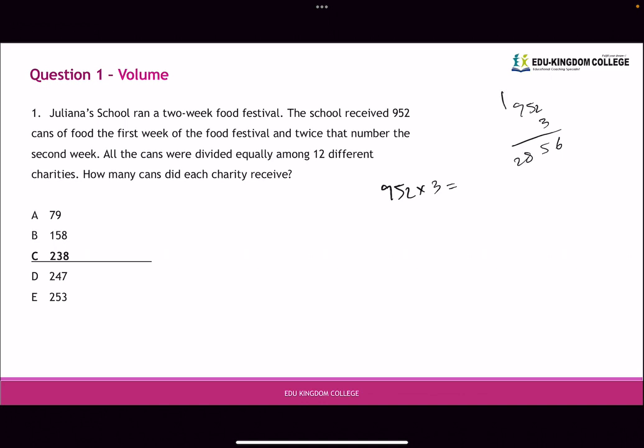So 3, 2, 8, 5, 6, and then let's divide that by 12 to see how many cans each charity got. So 12 goes into 28 twice, leaves over 4. 12 goes into 45 3 times, leaves over 9. 12 goes into 96 8 times, so 238.